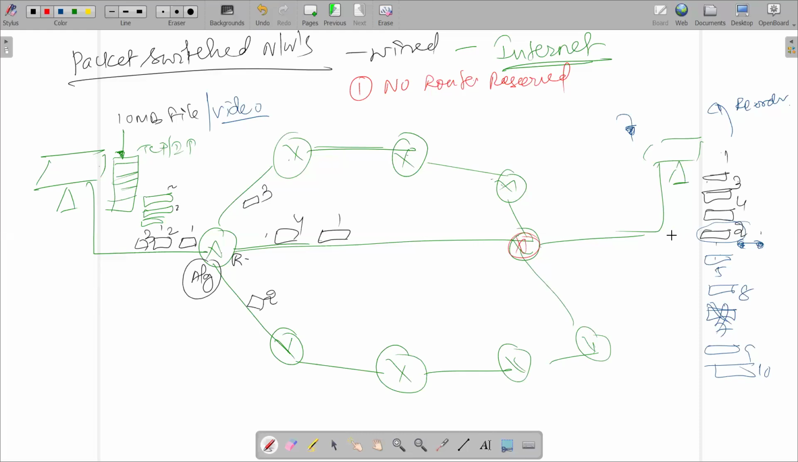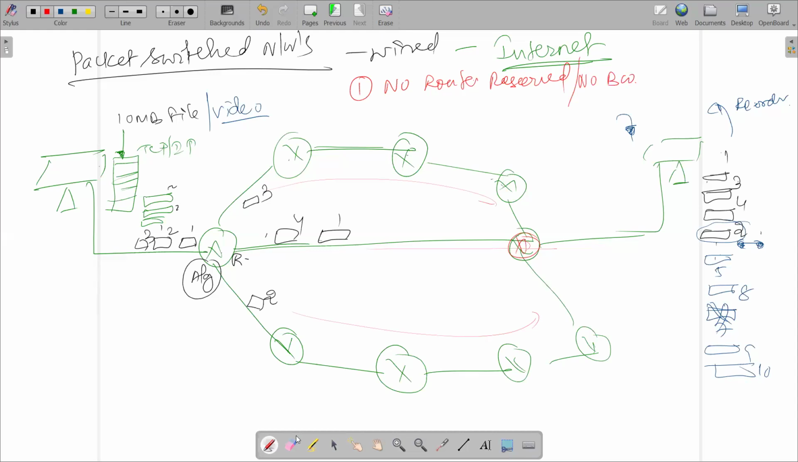For example, if we are on a highway and there is congestion or traffic on the road, we will take a diversion to a gully road or something. Then we travel through that, and at some point we merge with the main road. This we see, right? A similar thing happens here. The data travels in this route or this route or this route. So the beauty is no route reserved and no bandwidth reserved.